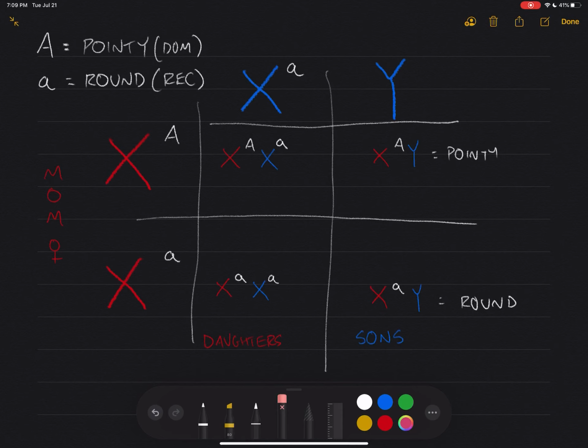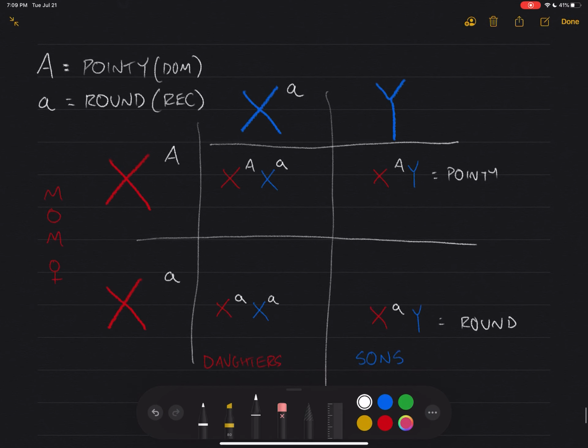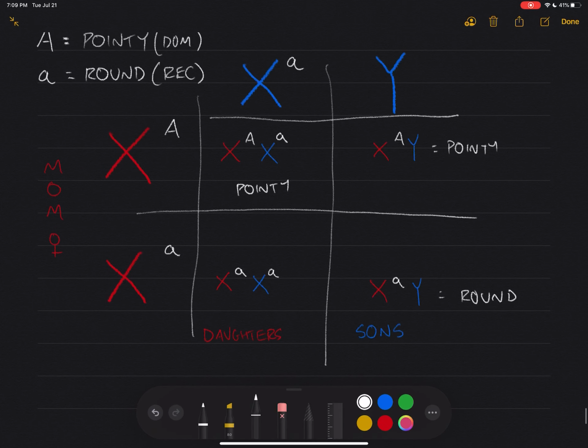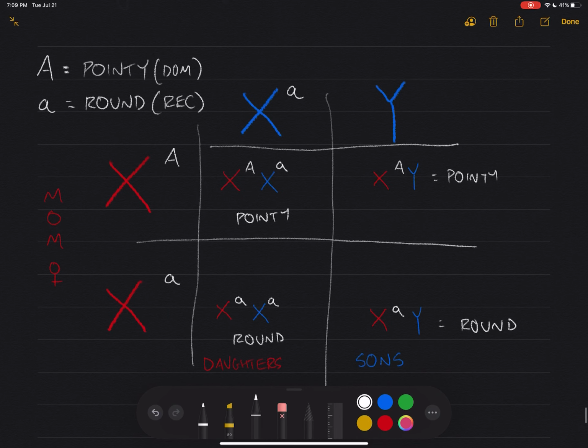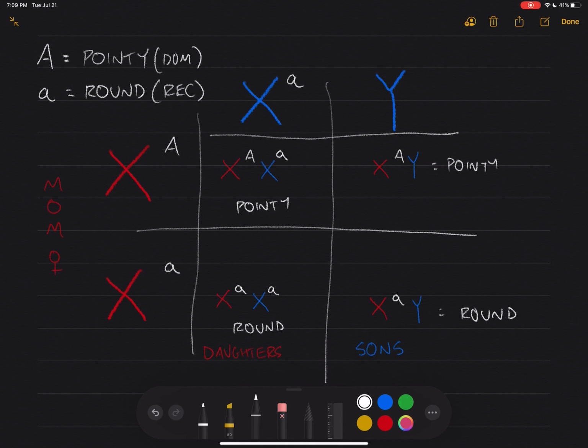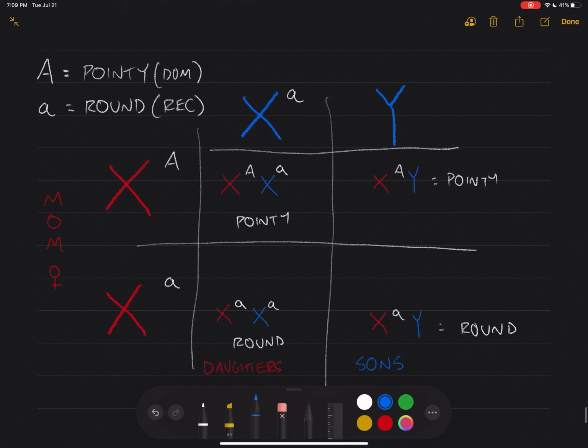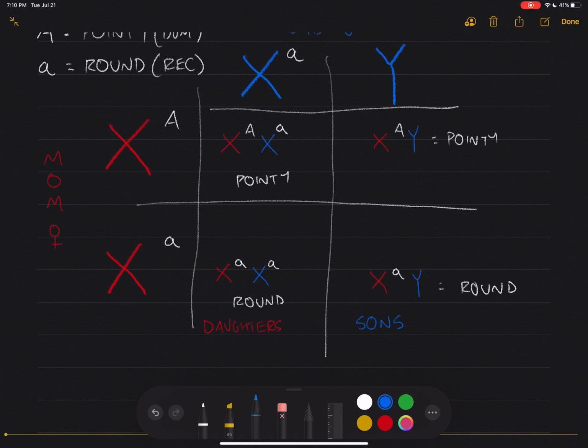So if we want to fill out who has what, this daughter, because she has an uppercase A, is pointy. This son is pointy. This daughter is round. That looks okay. I don't know if I did this exactly correctly, but keep in mind, this is dad. This is all the information we should need.